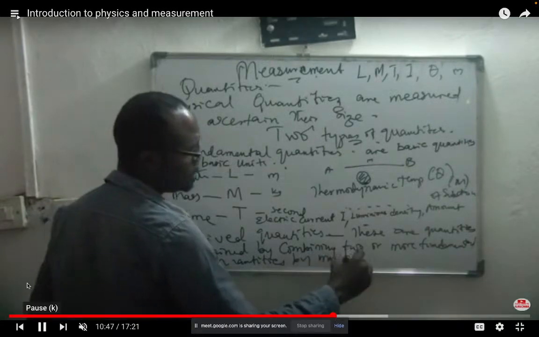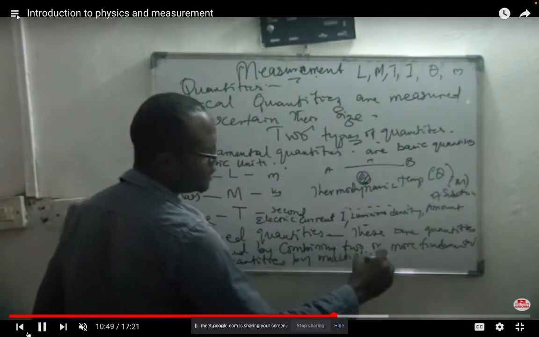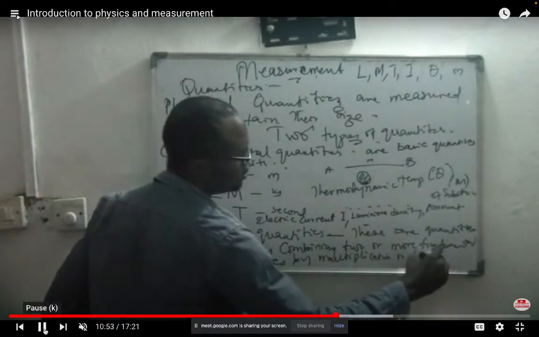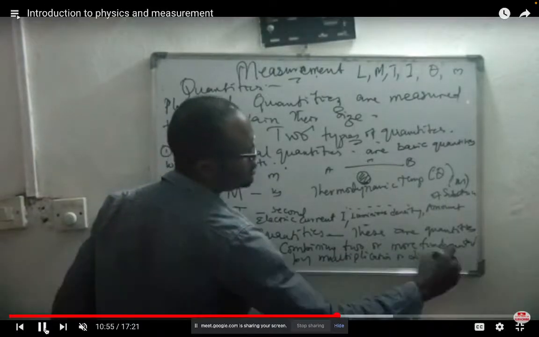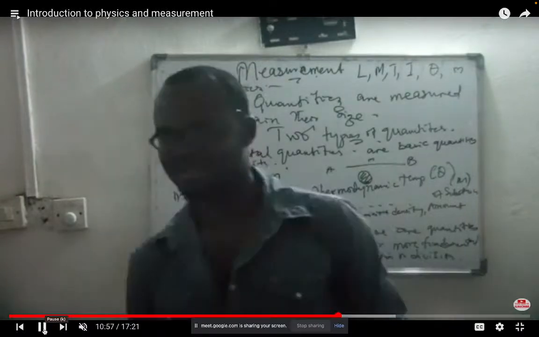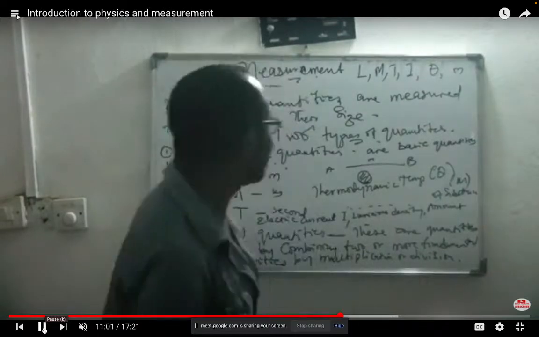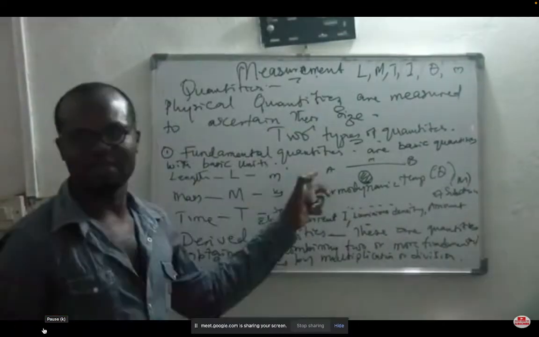So make sure you take something out of today's class. We'll define what physics is, and we'll give you examples of physics in nature and our everyday life. Then finally, we are concluding the class with the various fundamental and derived quantities.